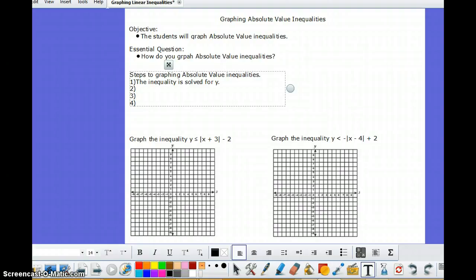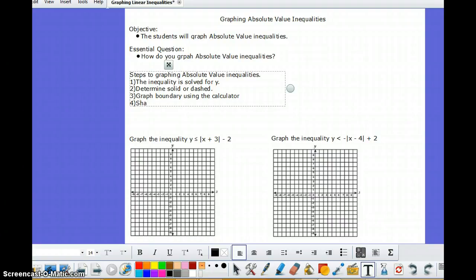Alright, after that we want to determine solid or dashed, just like with the lines, except for now it's going to be an absolute value graph. We're not going to graph these by hand, so we're going to graph the boundary using the calculator. So it's going to be just like that second example that I showed you guys in the last video.